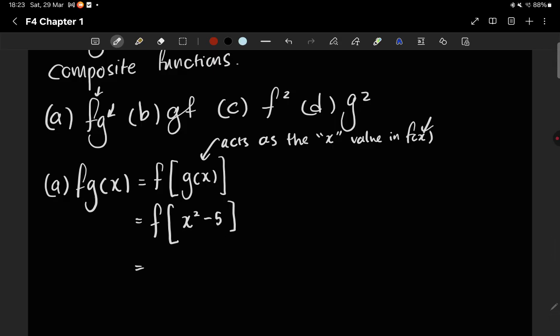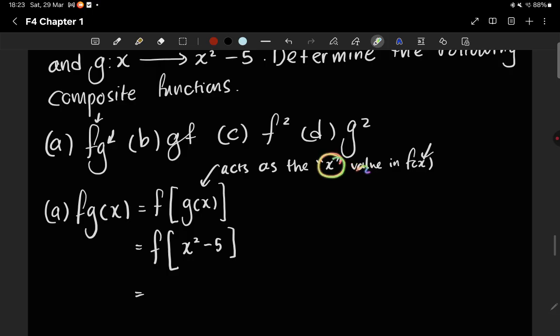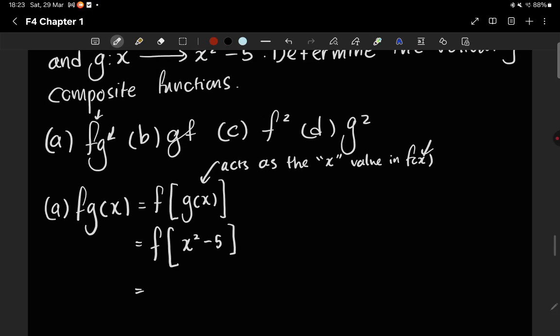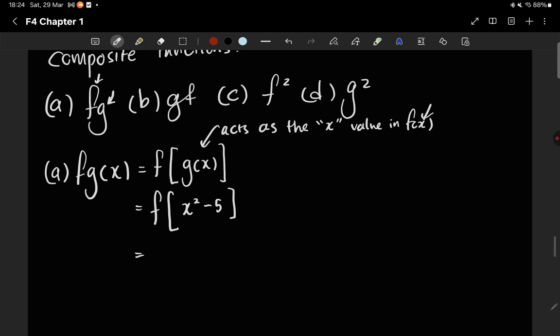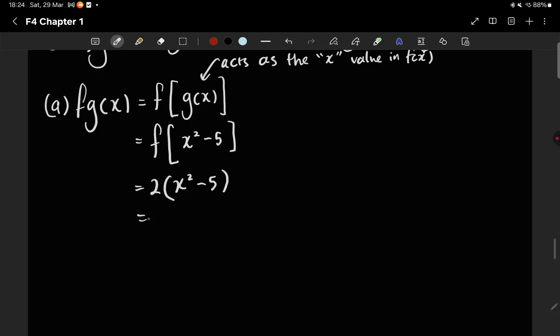And what do you do to the x value when you want to find the image of it? So technically we have to substitute this x value into the function equation. And what I mean is we have to substitute this x squared minus 5 into f of x. So f of x is 2x, so technically it's 2 times x squared minus 5, which gives us 2x squared minus 10. And this, my friends, is the function fg of x. This is the composite function.